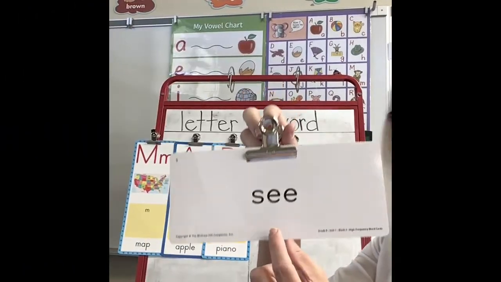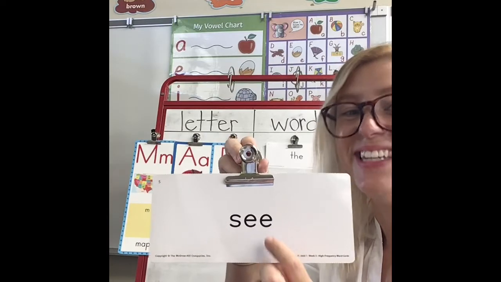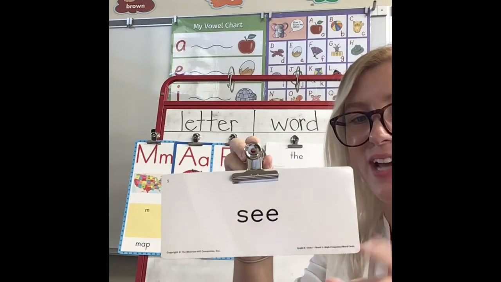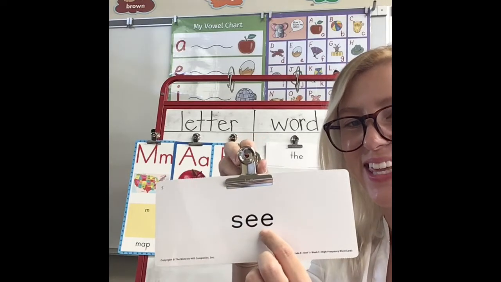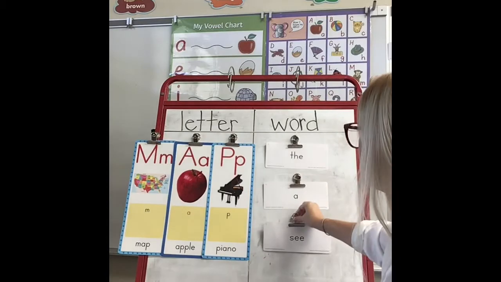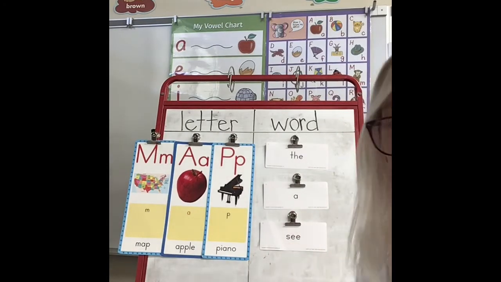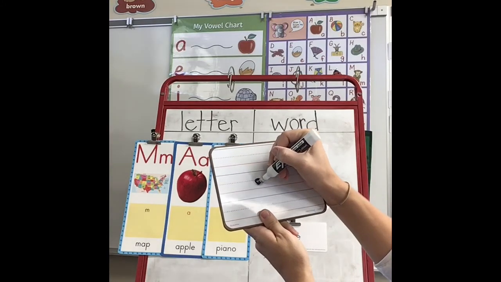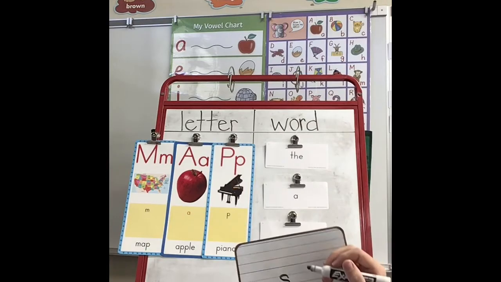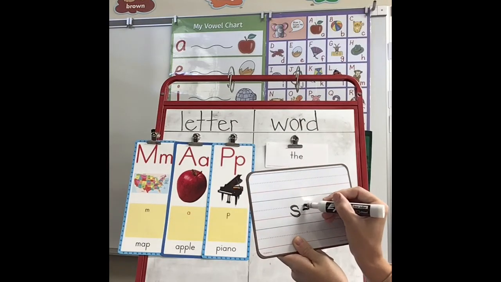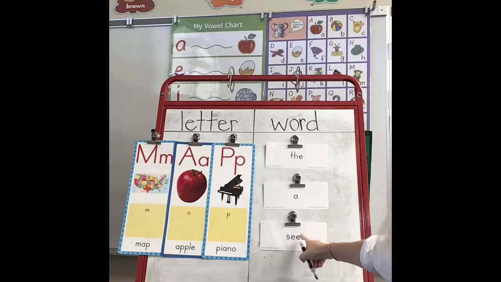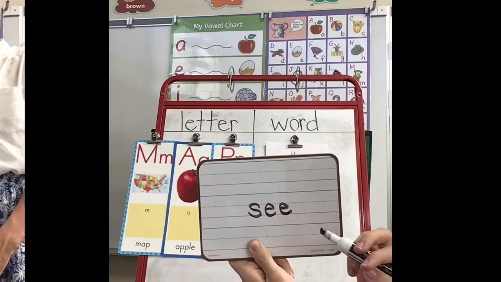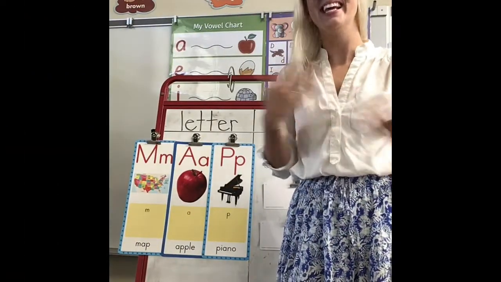A, this is the word see. Let's read it. See. Now let's spell it. S-E-E, see. One more time. S-E-E, see. Now let's write the word see, starting with that small lowercase s. Lowercase s goes back and around, and then it's an E. E goes across and around, and then another E. So I know it's gonna go across and around again. See.